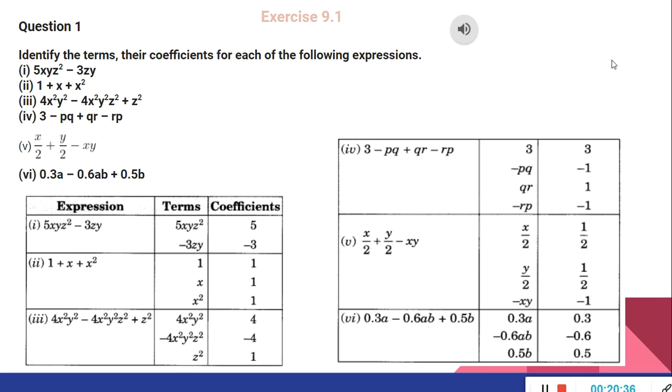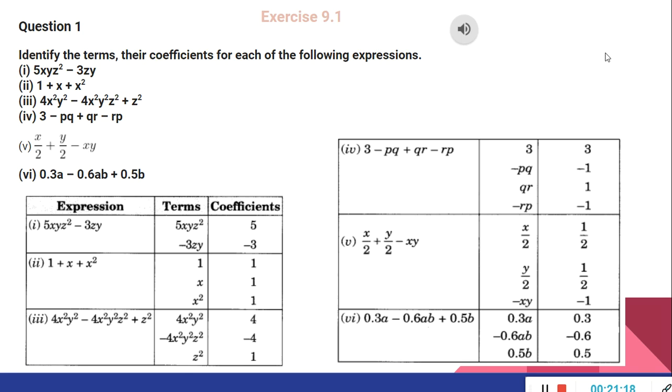Now question number 4. 3 minus PQ plus QR minus RP. The terms are 3, minus PQ, QR, minus RP. And the coefficients are first one 3 itself, then minus 1, 1 and minus 1. Now fifth question. X upon 2 plus y upon 2 minus xy. The terms are x upon 2, y upon 2, minus xy. And their coefficients 1 upon 2, 1 upon 2 and minus 1.